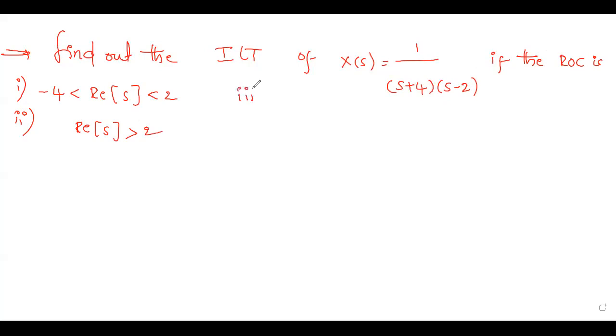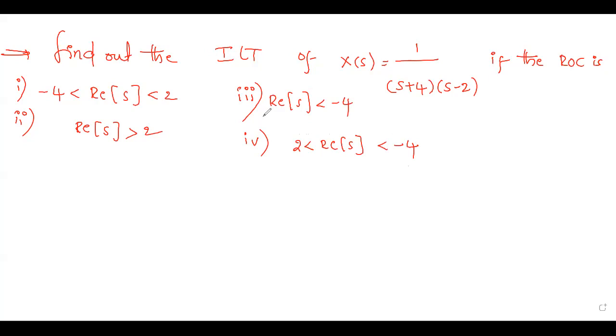And third bit, real part of s less than minus 4. Fourth one, 2 less than real part of s less than minus 4. Okay, this is a problem.